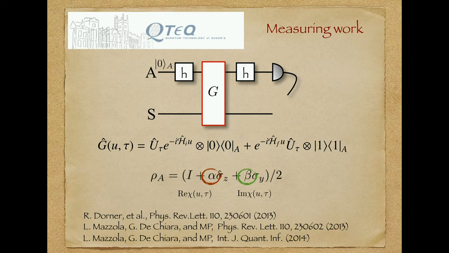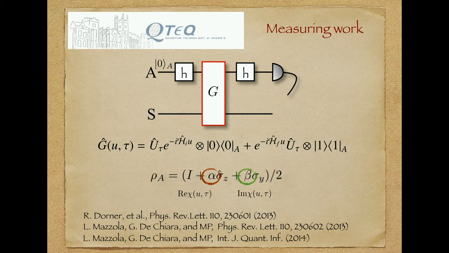S stands for my system, okay? The system upon which I want to perform work, right? It's the one that I've kicked so far, so to say. A is a secondary system, which we call an ancilla, okay? A helper, someone that helps us perform a given task.